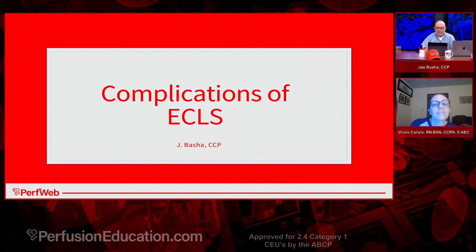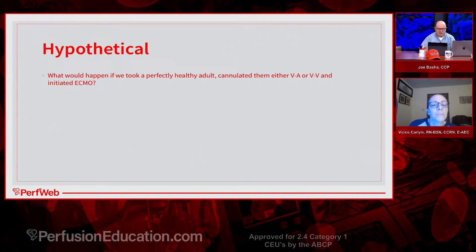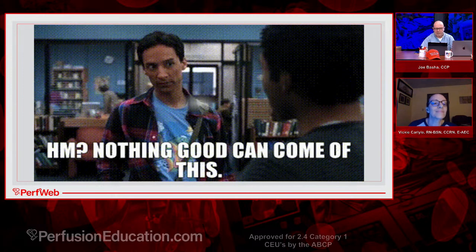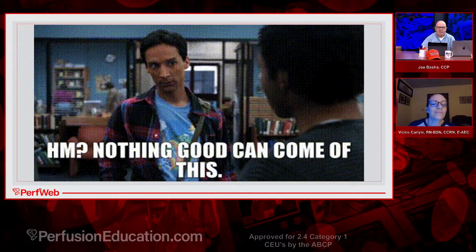Okay. Complications of ECLS, extracorporeal life support. I guess you have to click that in order to do that. There you go. So here is my hypothetical question, all right? Anyone is welcome to answer this that would like to. What would happen if we took a perfectly healthy adult, cannulated them either veno-arterial or veno-venous, and initiated ECMO? I won't leave you hanging. Yes, nothing good can come of this.